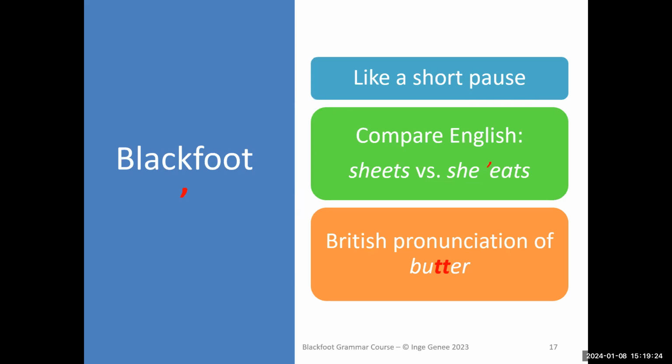The last letter is the apostrophe. This stands for the voiceless glottal stop. It sounds like a short pause. In English, it occurs in the phrase "she eats" and serves to separate the words when one word ends with the same vowel as the beginning of the next word. In some British English accents, you can hear it when the spelling has a double T, like in some British pronunciations of the word butter.